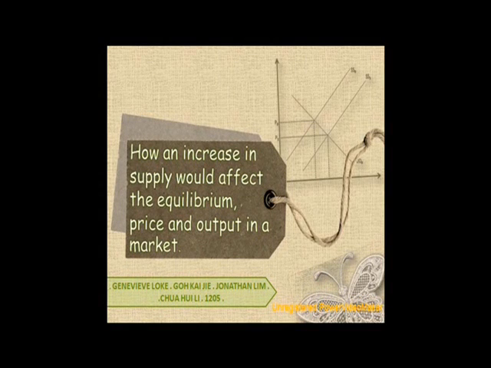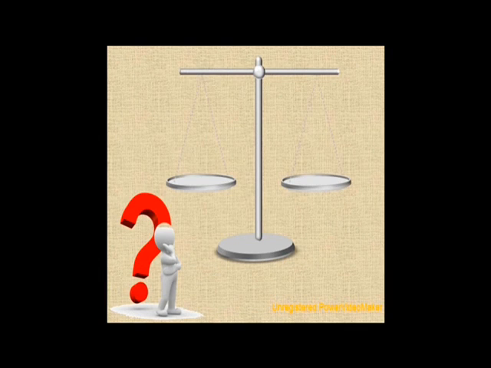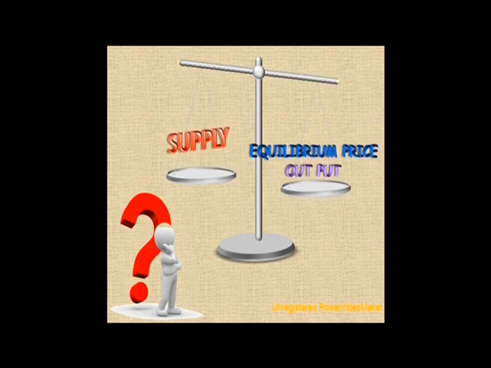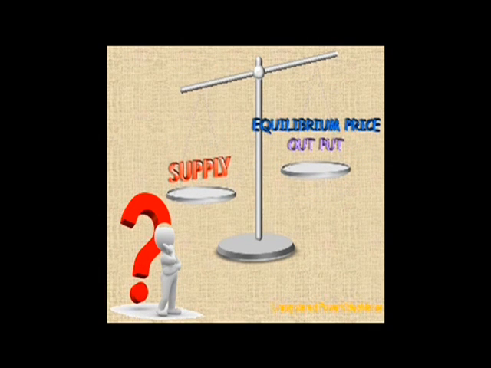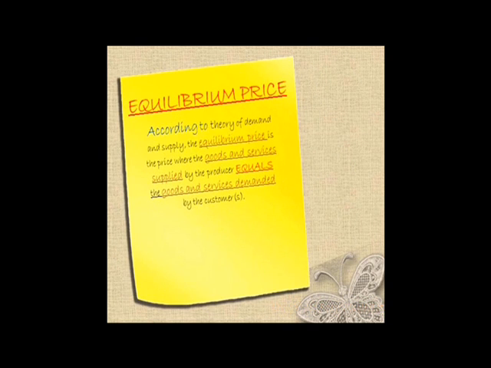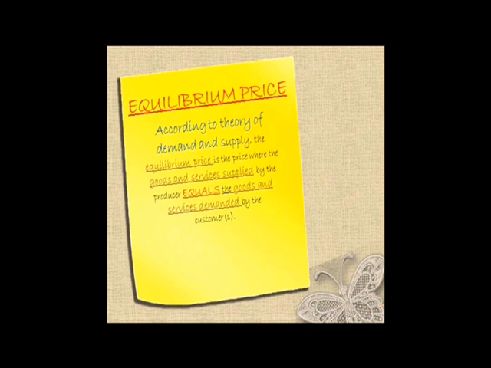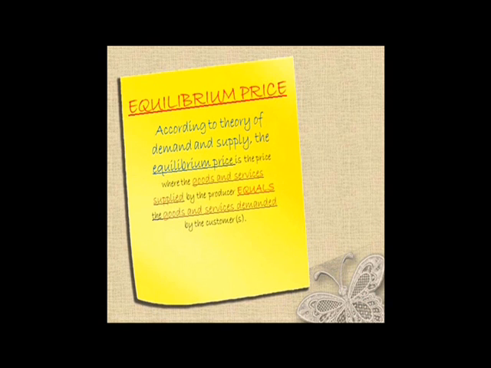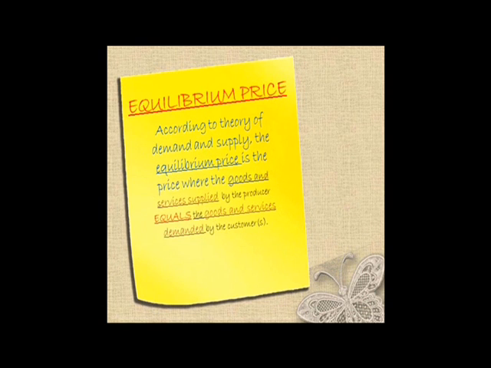How an increase in supply would affect the equilibrium price and output in the market. To explain how the increase in supply affects the equilibrium price and output in the market, firstly, we need to know what is equilibrium price and output. According to theory of demand and supply, the equilibrium price is the price where the goods and services supplied by the producer equals the goods and services demanded by the customers.